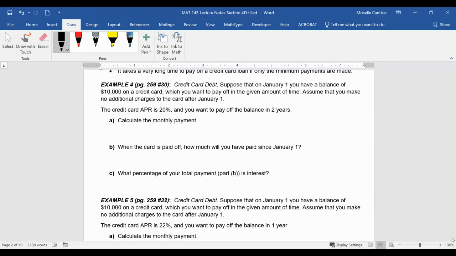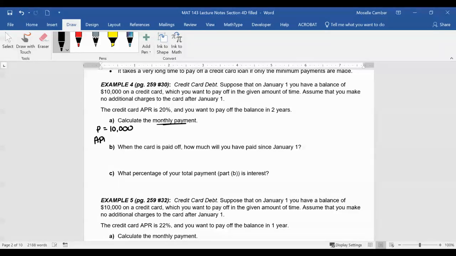So the credit card APR is 20%, and you want to pay off the balance in 2 years. So how much would you have to pay per month? Calculate monthly payments, how much you have to pay per month in order to pay it off in 2 years. So you want to find your payment. So they give you a principal of $10,000.